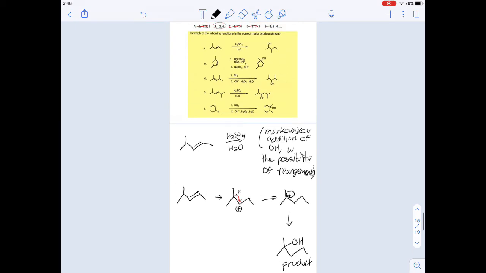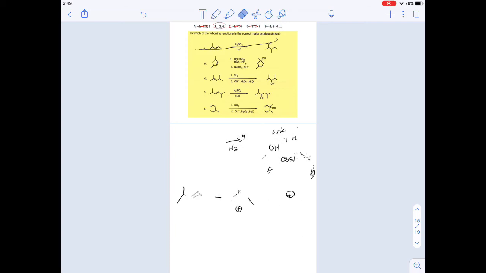Now if we scroll up, we see that is not the major product that they gave us. The major product that they gave us constituted doing a methyl shift, but you only do a methyl shift if there are no hydrogens to shift. And in this case there were. So A is not the answer. So now we can move on to B.